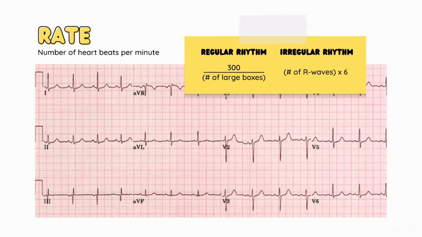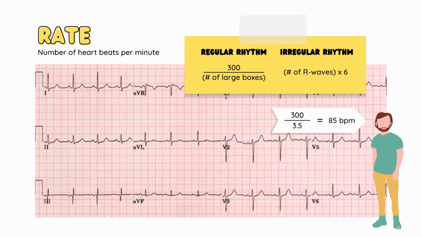Since rhythm strips traditionally measure the heart rhythm over a 10-second period, we can count the number of R waves in one strip and multiply this number by 6 to estimate the average heart rate in beats per minute when the beats are irregular. Since Anthony has a regular rhythm, we will divide 300 by the number of big boxes between the R intervals, which is 3.5. Therefore, his heart rate is about 85 beats per minute.